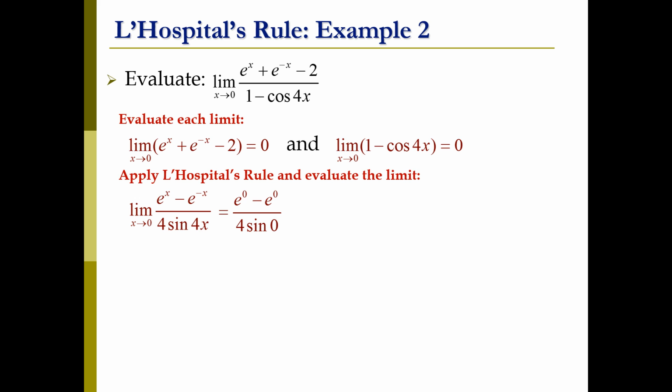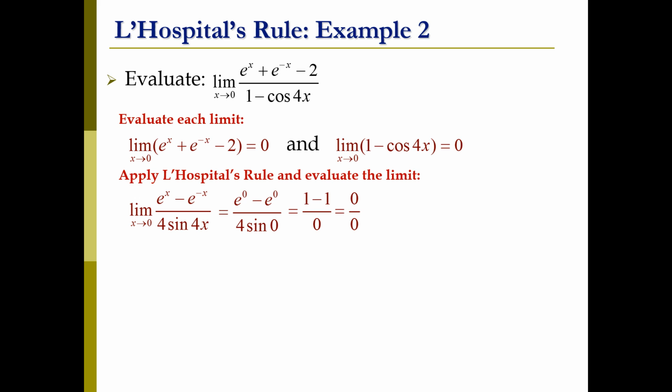If we do so, we get e to the 0 power minus e to the 0 power divided by 4 times sine of 0, which of course gives us 1 minus 1 over 0, or 0 over 0. That means that we can apply L'Hopital's rule one more time.